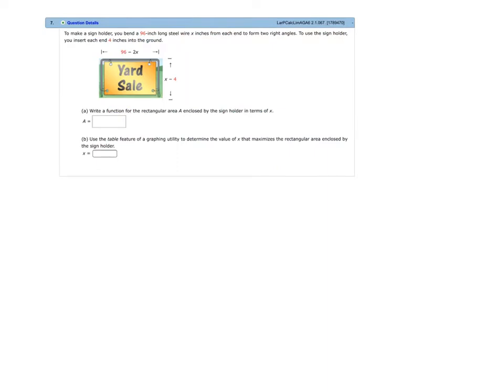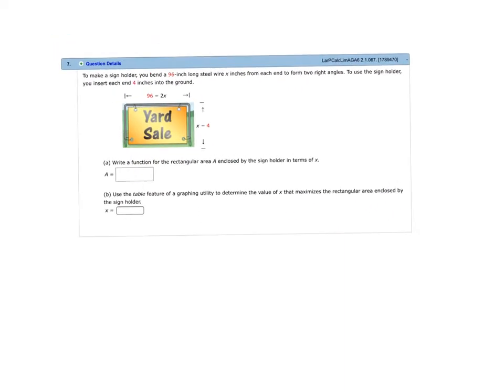All right, so this was number 7 for my homework, okay? So everybody might have had different numbers on the side, like where it's red, obviously. But it said to make a sign holder, you bend 96 inches long steel wire, x inches from each end to form 2 right angles. To use the sign holder, you insert each end 4 inches into the ground. Write a function for the rectangular area enclosed by the sign holder.